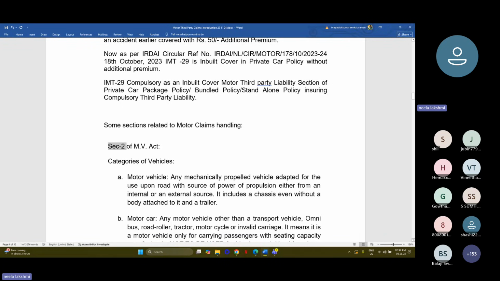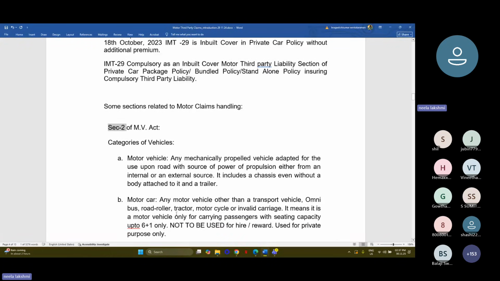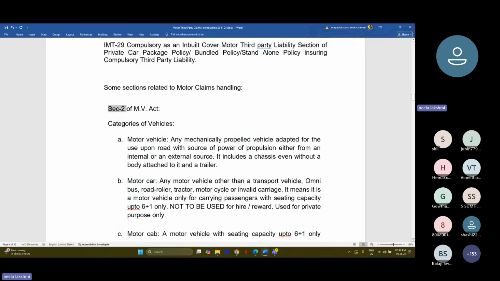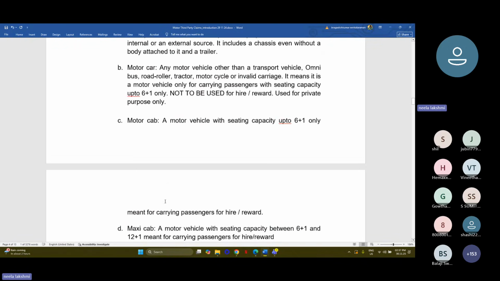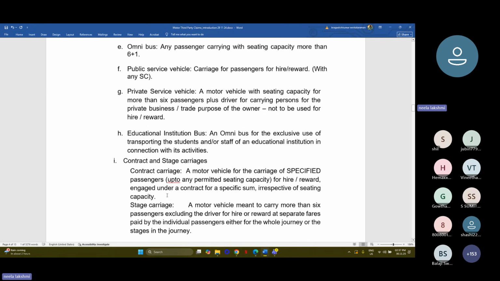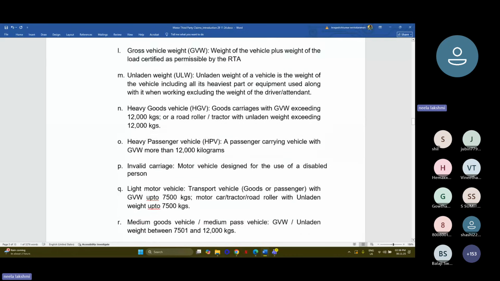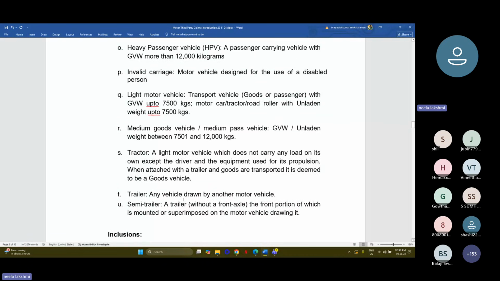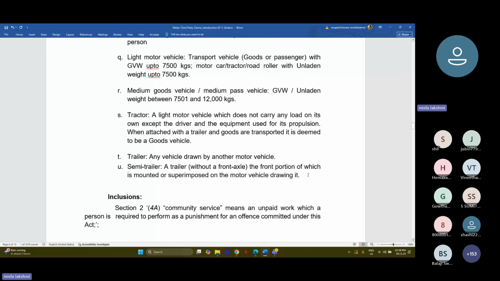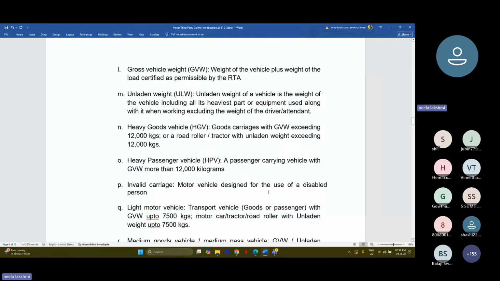which explicitly explains the categories of the vehicle. For example, motor vehicle, what is a motor car, what is a motor cab. Everything is described here. If you want to verify, you can verify it. It needs no explanation. Tractor, trailer, semi-trailer, everything is explained here in Section 2. That alone you need to remember. If you need any clarification regarding a type of vehicle, that definition of a vehicle, you can straight away go to Section 2 of the MV Act 1988 and verify it.